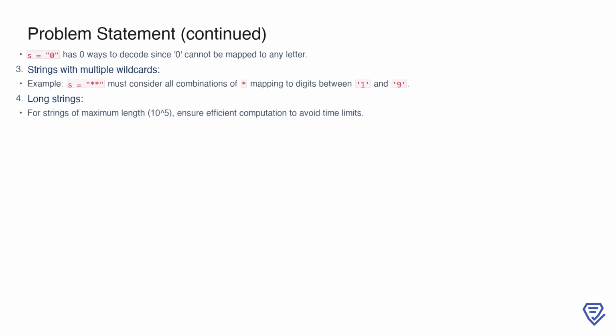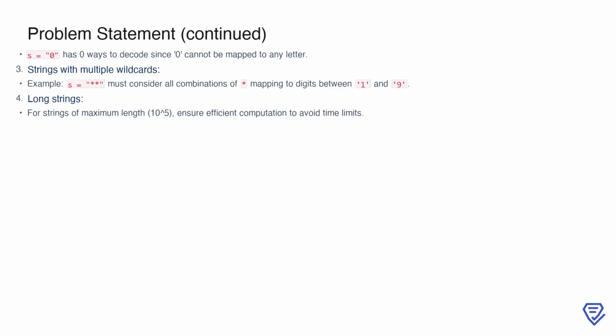Finally, let's address some important constraints and edge cases. The string S must have a length between 1 and 10 to the power of 5, and it can only contain digits or the wildcard asterisk. For edge cases, if the input is empty or contains invalid characters, it is not possible to decode. Strings with 0 are also problematic because 0 cannot directly map to any letter. For instance, S equals 0 has 0 valid decoding ways.